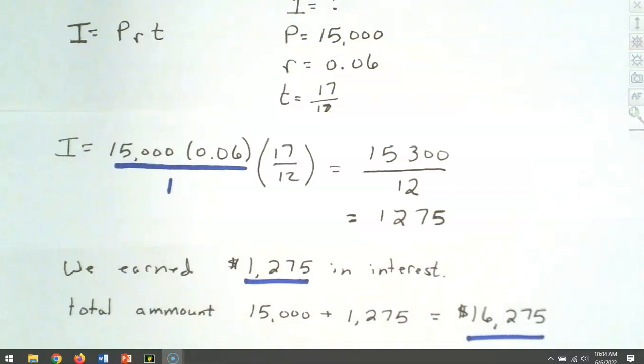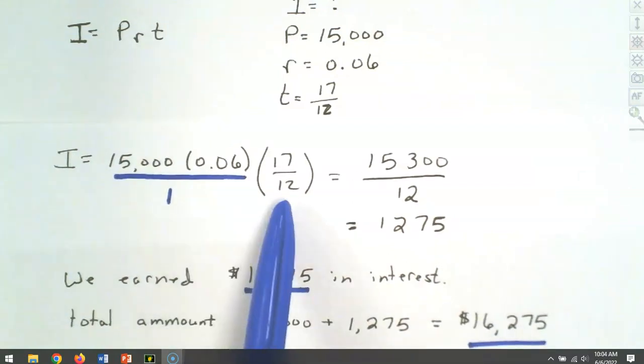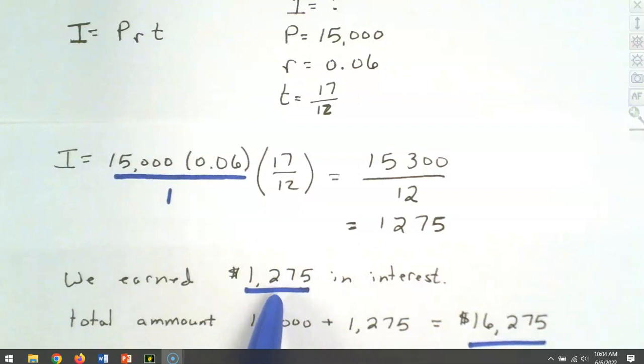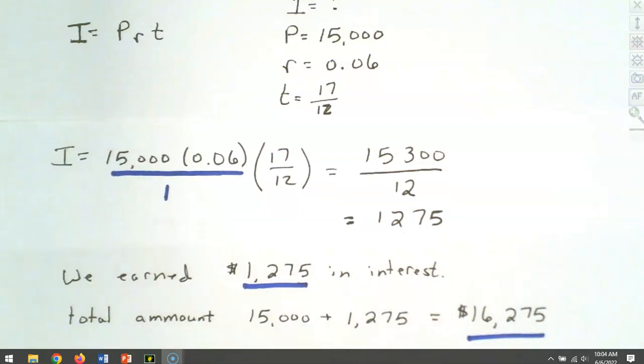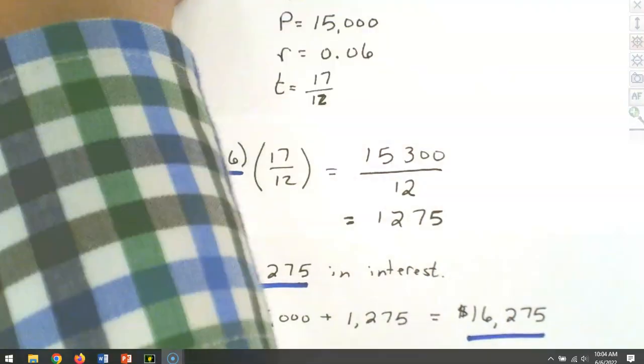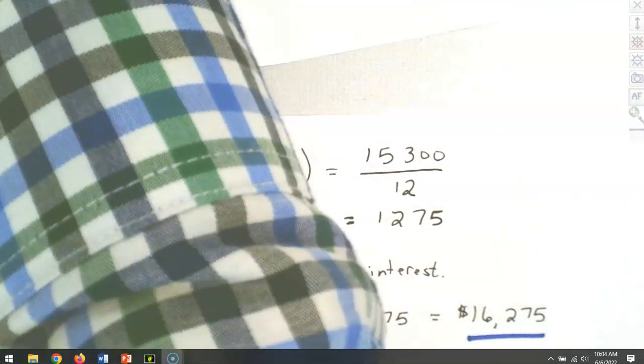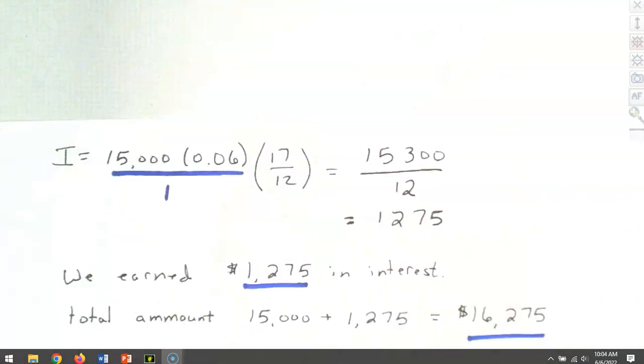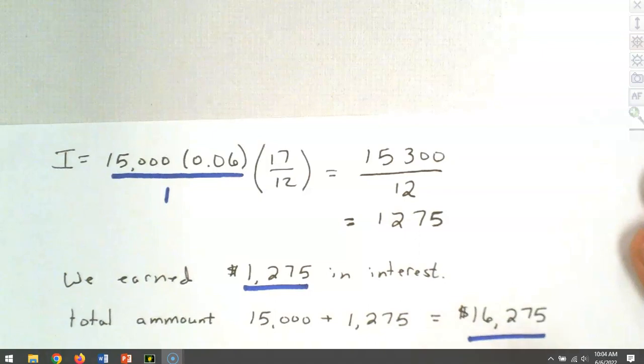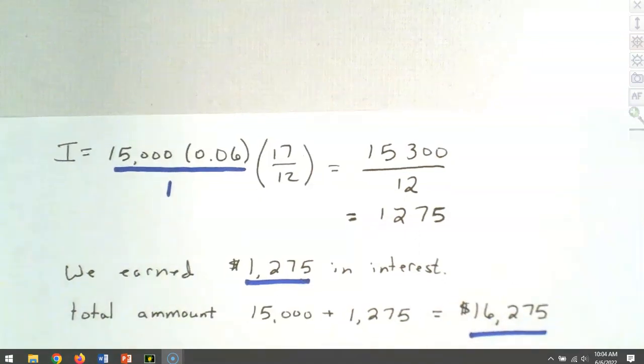Very, very important though, I did not divide until the very, very end. Sometimes if you divide too early and you round, you'll end up being off a little bit. So never ever divide until the very, very last step. Let's do one more of these. And then we'll move on to the next section.